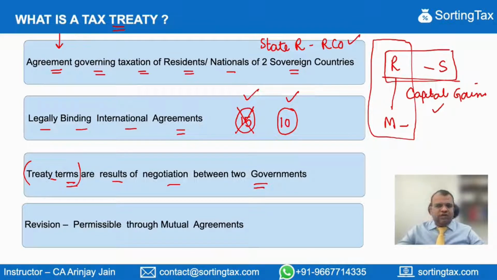The revision is obviously permissible. They can be done through mutual agreement between the two governments, and they can decide whether they want to amend the treaty, whether they want to remove certain provisions, whether they want to add new provisions. All that is possible because this is just like any other commercial contract where negotiation, etc. can be done.